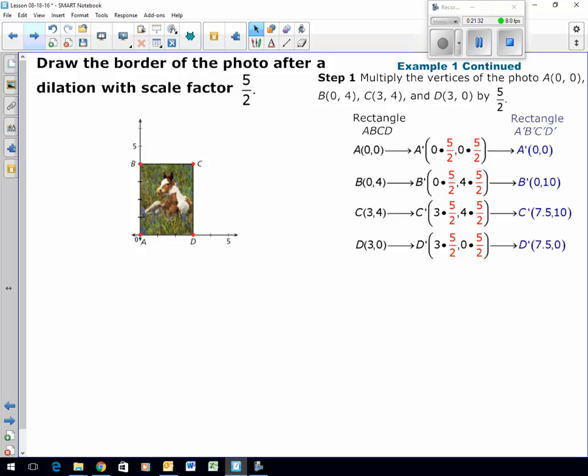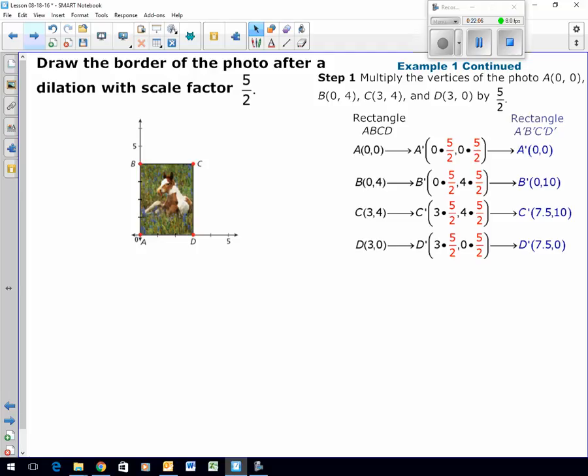0 times 5/2 is 0. Point A, here's the big hint: if you ever get anything that's positioned at the origin and you apply a scale factor, it's still going to be at the origin. 0 times 1/2 is what? 0 times 5 is what? This is not that hard, right? So don't come to me with a question about the origin. I've already been over it.